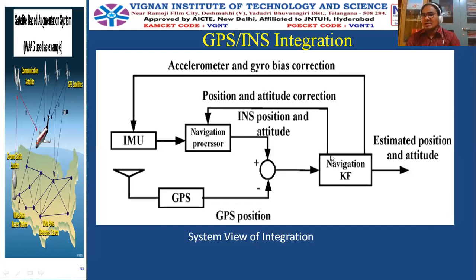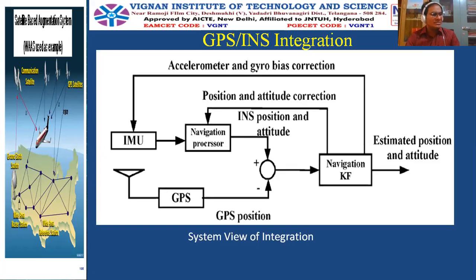This is divided into two blocks. One is position and attitude correction, which will be supplied to the navigation processor for further mixing and correcting, and accelerometer and gyro bias corrections are given to the inertial measurement unit to provide a proper input to the navigation processor. And this is a system level view of the integration of the GPS and the INS.